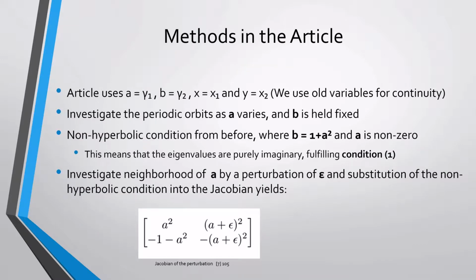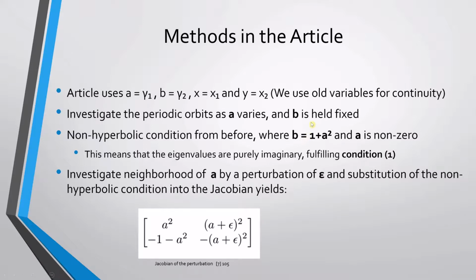The article uses different variables and parameters in order to follow the theorems closely. For example, they use A equals gamma 1, B equals gamma 2, X equals x1, and Y equals x2. However, I will stick with the same parameters and variables as from before for continuity purposes. I also adjusted some of the figures to have matching parameters and variables, as well as edited some of the variables and parameters in theorems to not cause confusion with our previous work. We will follow the same scheme as before. We fix B and vary A.